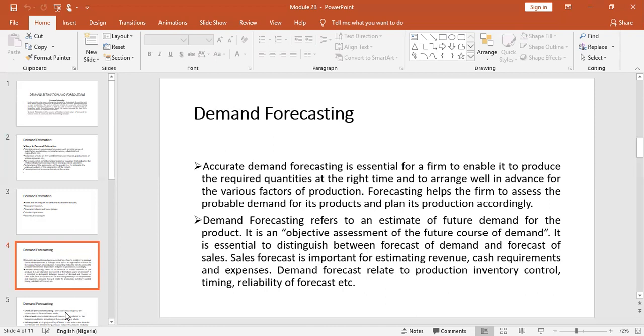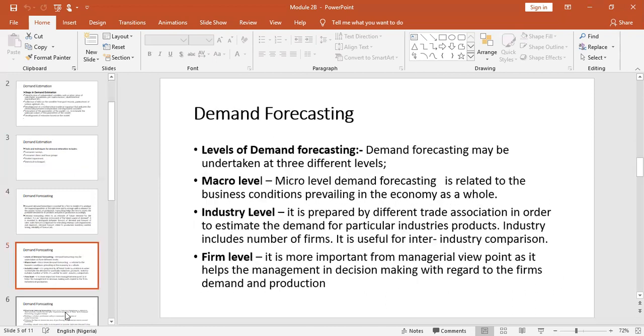Demand forecasting. Levels of demand forecasting. Demand forecasting may be undertaken at 3 different levels. Now, again, the demand forecasting and demand estimation. Demand estimation is talking about current demand, whereas demand forecasting is talking about the future. So we'll concentrate more on the future, trying to see how we can plan the future, because any firm that cannot plan for its future may be planning to fail by itself.